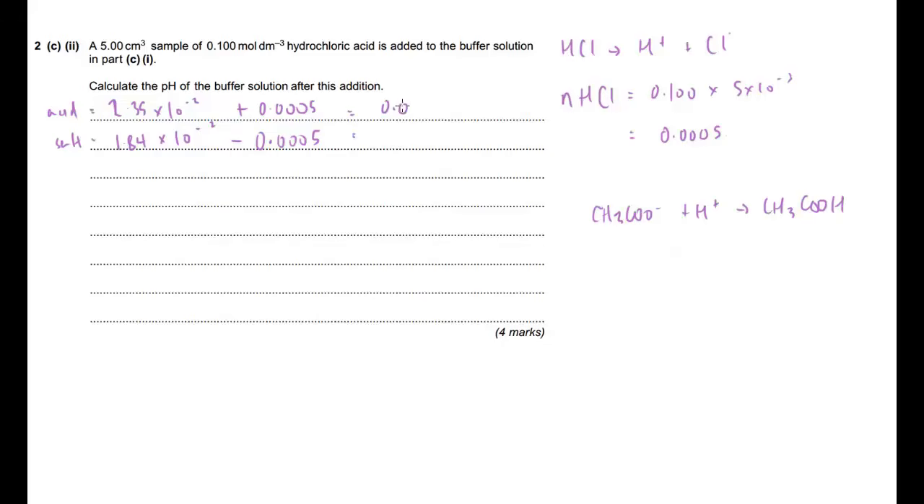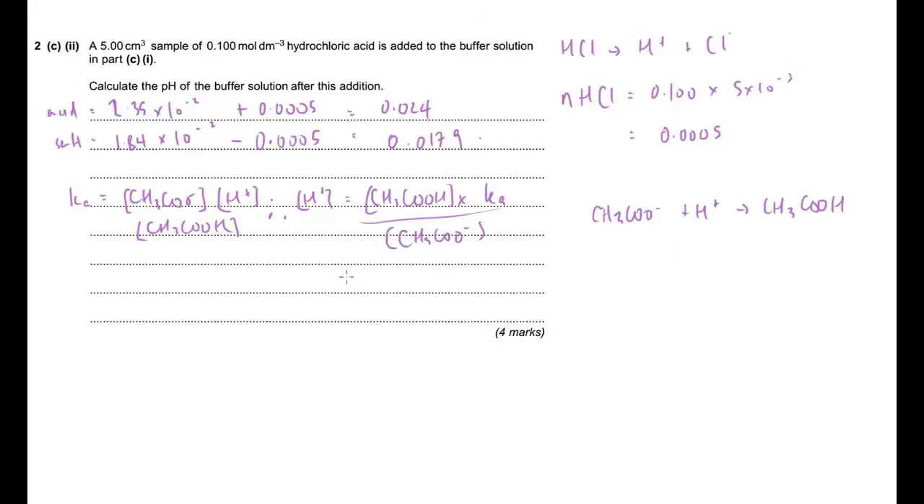So with the new values, if we get this the right way around, 0.024 and 0.0179. Stick it into your equation, Ka equals CH3COO minus times H plus over CH3COOH. You know the drill now. Rearrange to find that H plus is equal to CH3COOH times Ka divided by CH3COO minus. Put your numbers in. It's going to be the acid dissociation from the previous question.